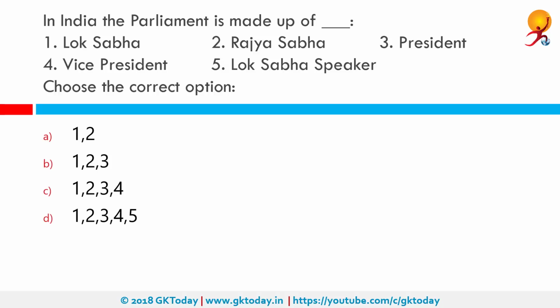In India, the parliament is made up of 1. Lok Sabha, 2. Rajya Sabha, 3. President, 4. Vice President and 5. Lok Sabha Speaker. The correct answer is 1, 2 and 3. That is Lok Sabha, Rajya Sabha and the President. So India has a bicameral parliament made up of President, Rajya Sabha or upper house or council of states and Lok Sabha or lower house or house of the people. While Rajya Sabha represents states and union territories, Lok Sabha represents people of India.